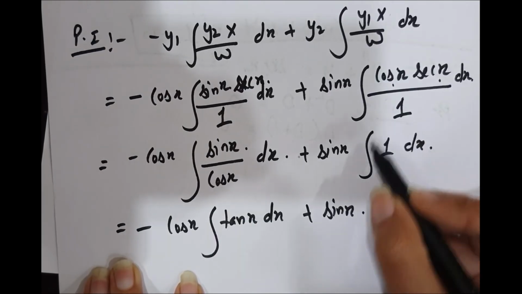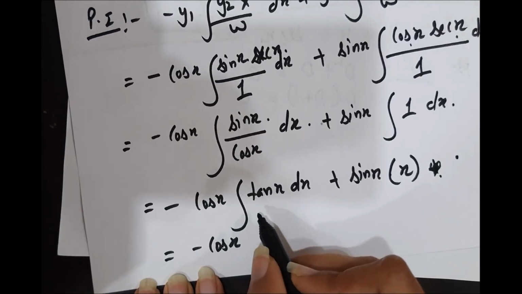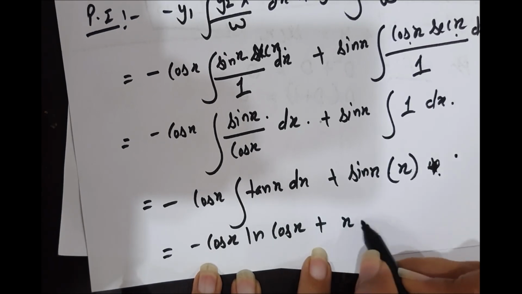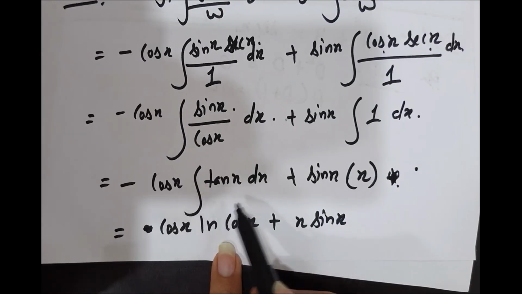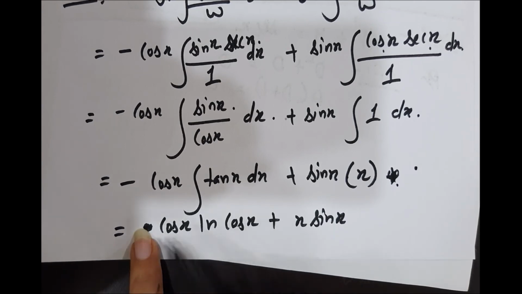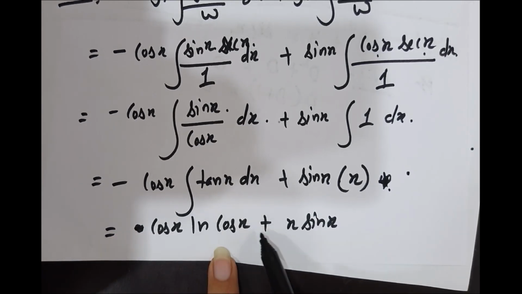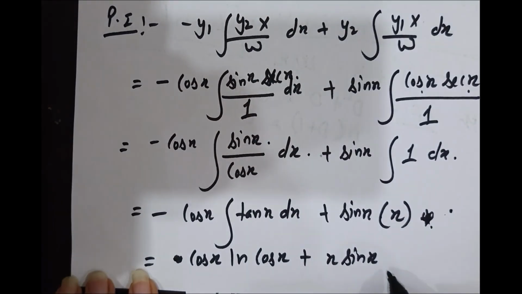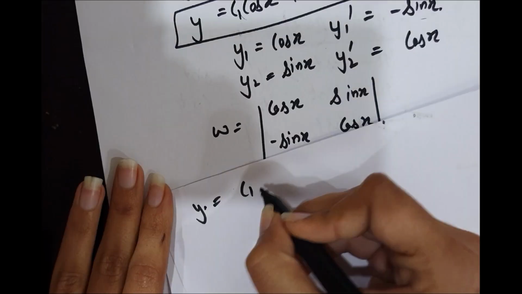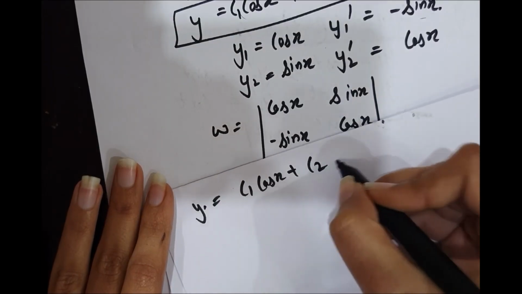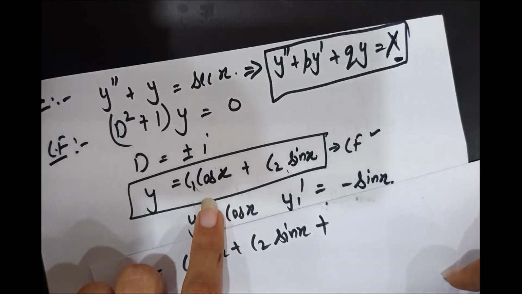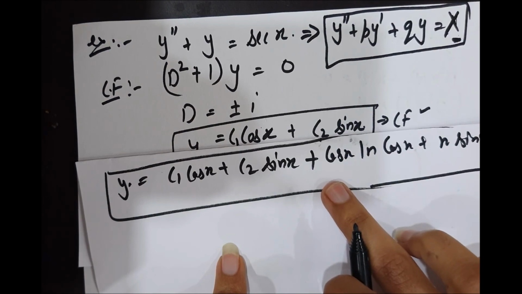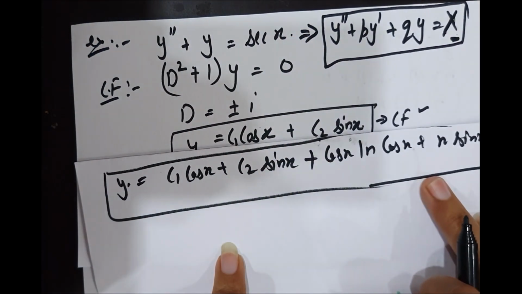Now the integration of 1 is x. Now tan x integration is ln cos x, plus x sin x. Tan x integration is ln secant x, but to remove this minus sign I wrote it as cos x. Now its complete solution would be: add this complementary function and this particular solution to make the complete solution. Complementary function plus this particular solution. Now this comes out to be the complete solution of this differential equation using the Wronskian method.